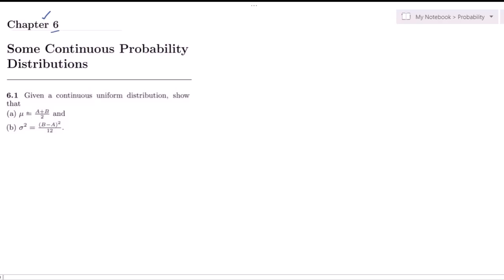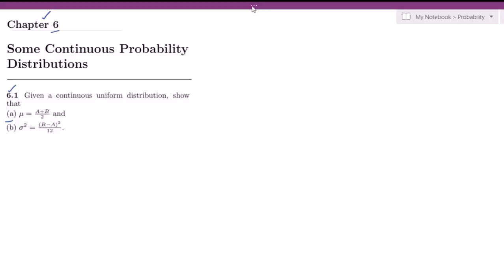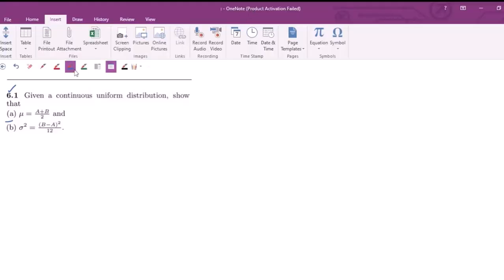So let us start by solving question 6.1. The statement of this question is: given a continuous uniform distribution, show that mu, the mean, is equal to (a plus b) by 2, and sigma square is equal to (b minus a) whole square divided by 12, meaning the standard deviation is (b minus a) divided by the square root of 12. So we have to start, and before starting I have to write what?